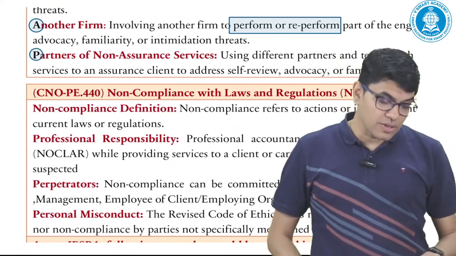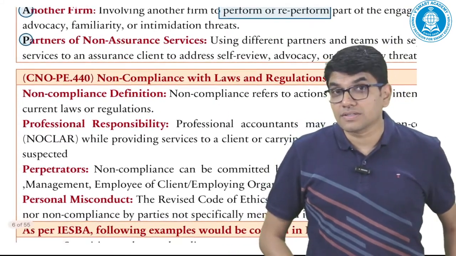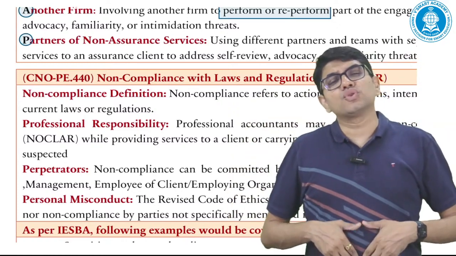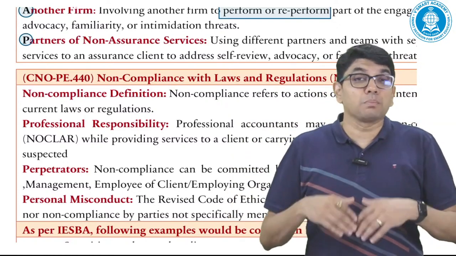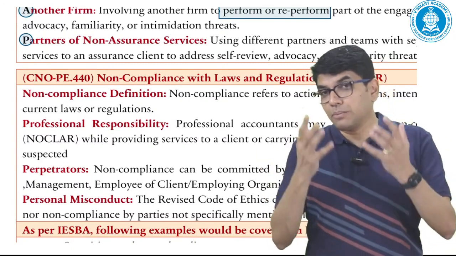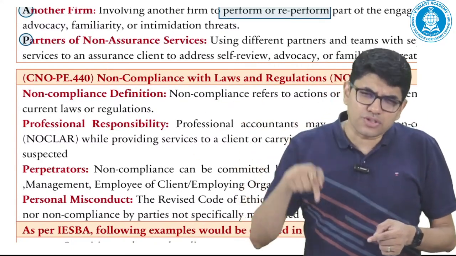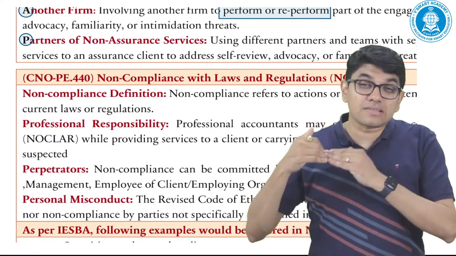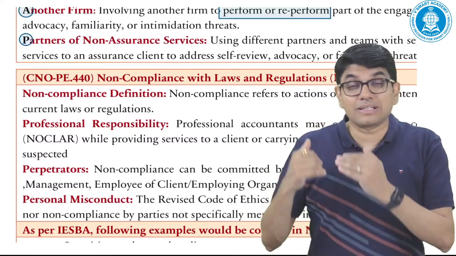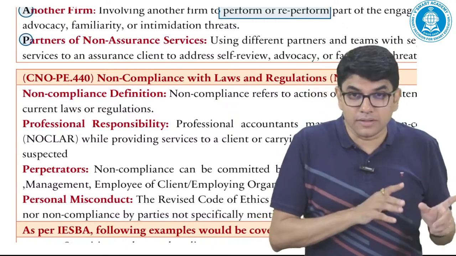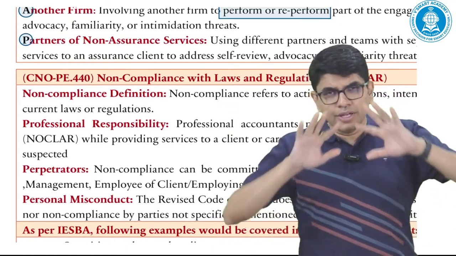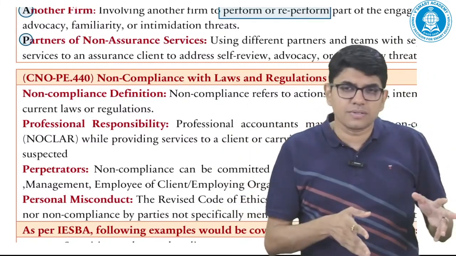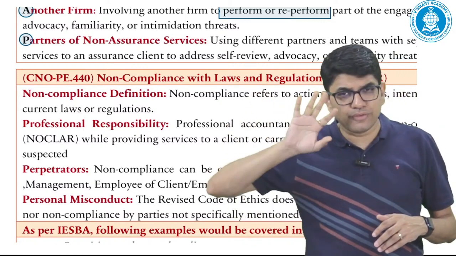Then partners of non-assurance services. Partners, do one thing. Like I was discussing, many times a firm gets multiple work from the client. They may get the statutory audits, tax audits, so they may get audits basically. They may get tax consultancy work also, tax planning also, legal planning also. Do one thing. In your firm, have different verticals. So audit is one vertical with different partners, and tax consultancy is a different vertical with different partners.